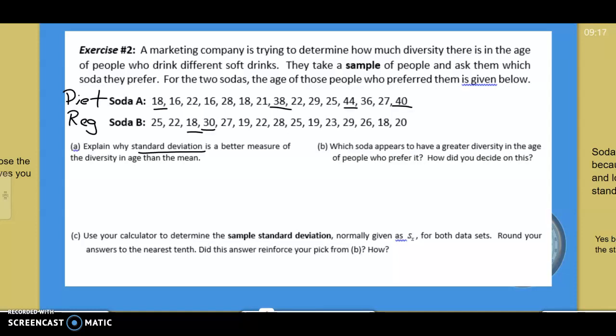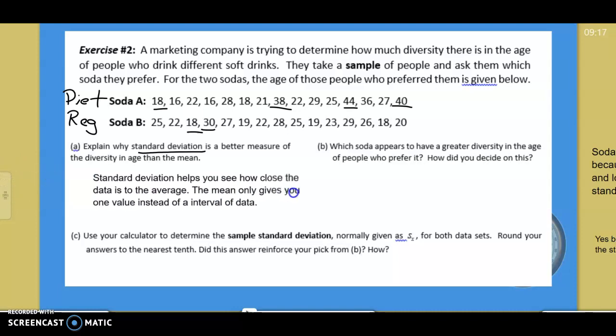Explain why the deviation is different. If soda A is a diet soda, and older people are drinking that with a higher spread of data, that's going to create a higher standard deviation. And soda B has values that are closer together, that's going to create a standard deviation that's lower. So standard deviation helps you see how close the data is to the average. The mean only gives you one value instead of an interval or a range of data.